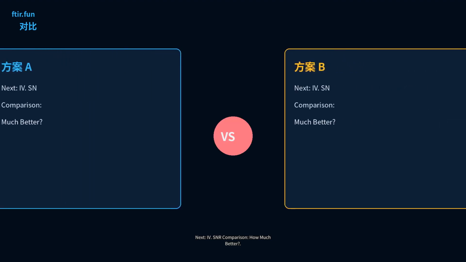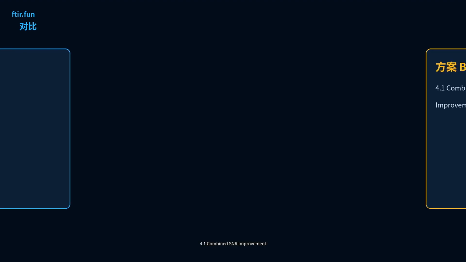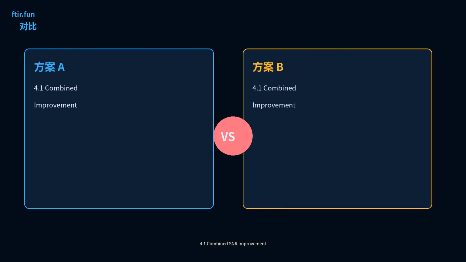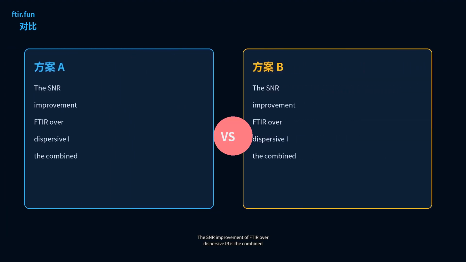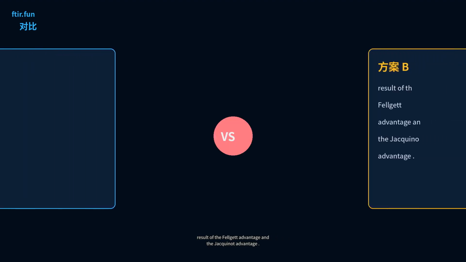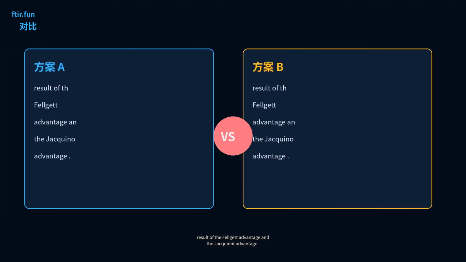Next, V. SNR comparison. 4.1 Combined SNR improvement. The SNR improvement of FTIR over dispersive IR is the combined result of the Fellgett advantage and the Jacquinot advantage.